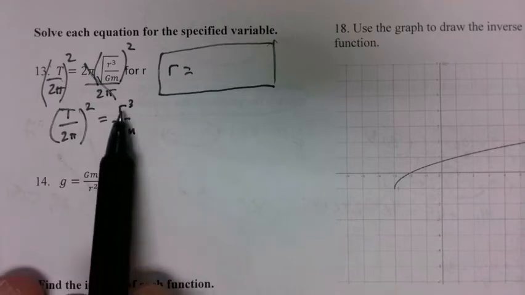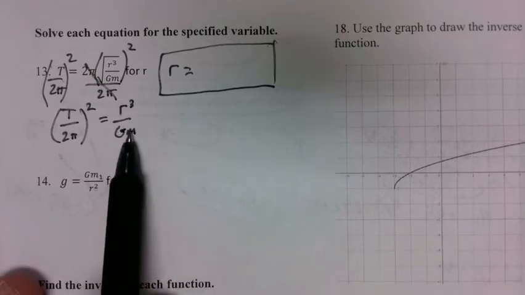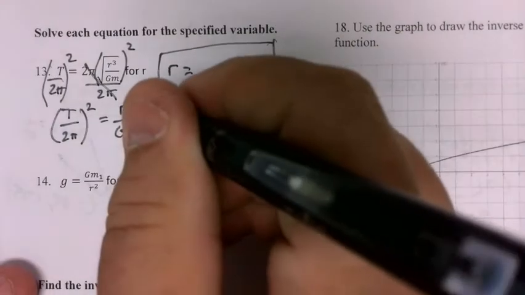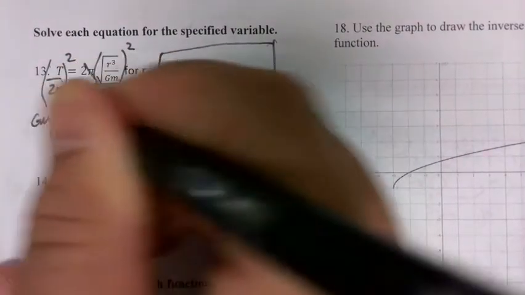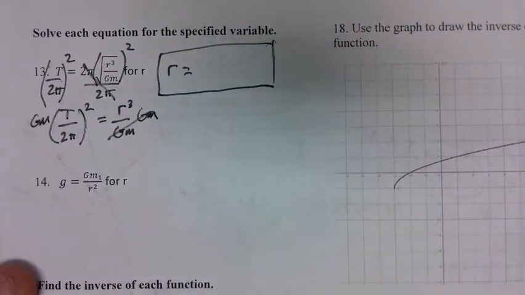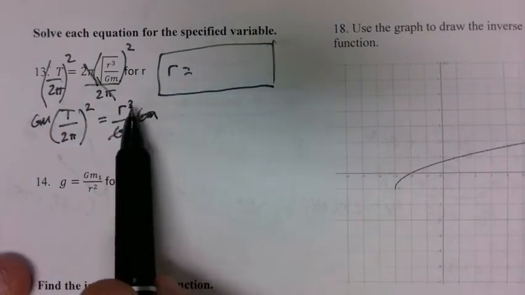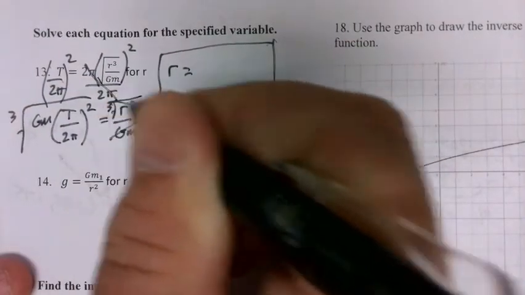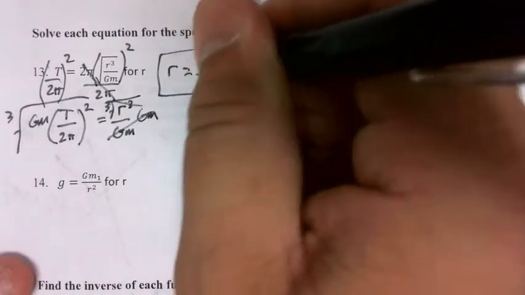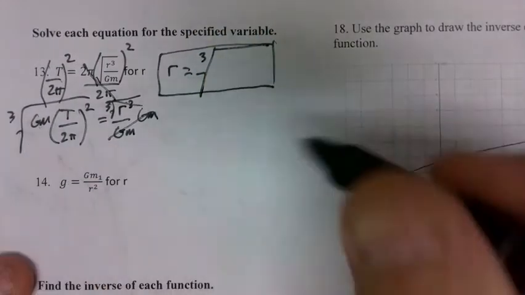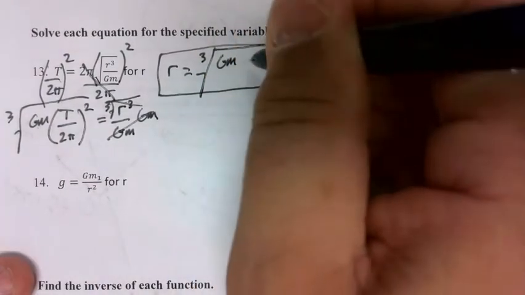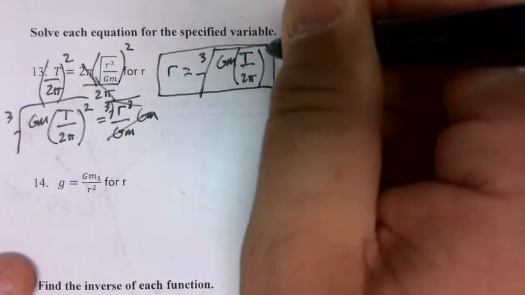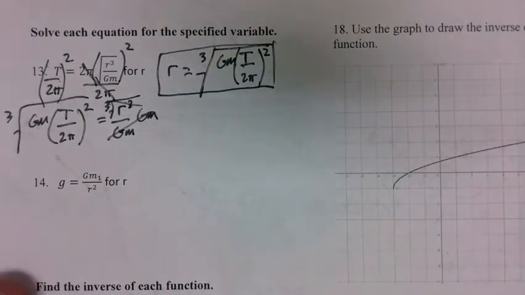Okay. r³ over GM. This is the next thing I'm going to strip away because I'm going to do this before I get to the exponent. This is being divided, so I'm going to multiply by GM on each side. That cancels. Now the only thing I have left is that cube. To get rid of a cube, I take a cube root on each side. And so I end up with r equals the cube root of GM times (T over 2π) quantity squared. And there it is.